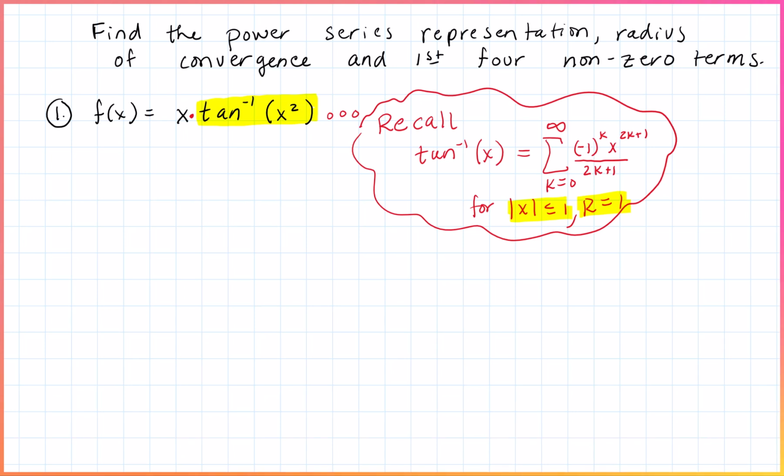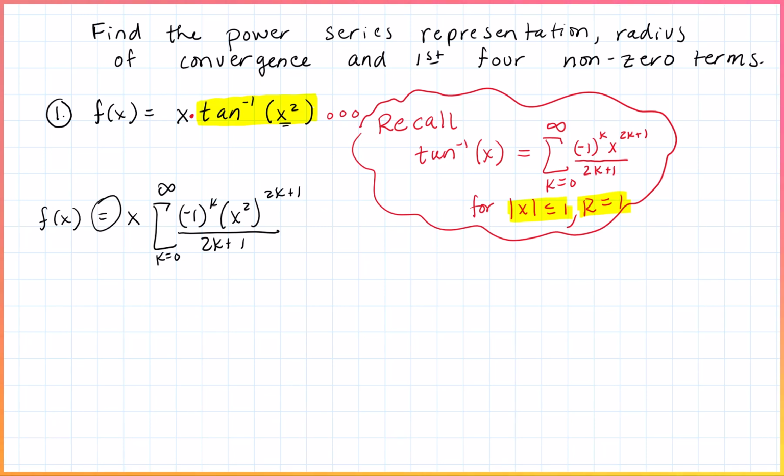So we're going to utilize that. We're going to say, well, f of x then is going to be equal to x times the power series of negative 1 to the k. We're substituting x squared in for x, so x squared to the 2k plus 1 divided by 2k plus 1 from k equals 0 to infinity.